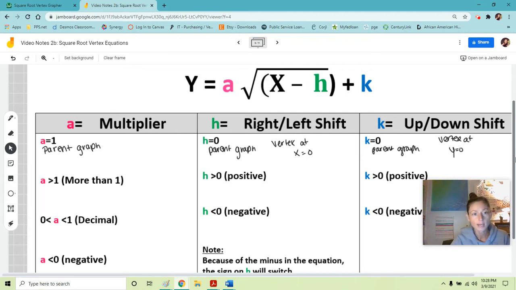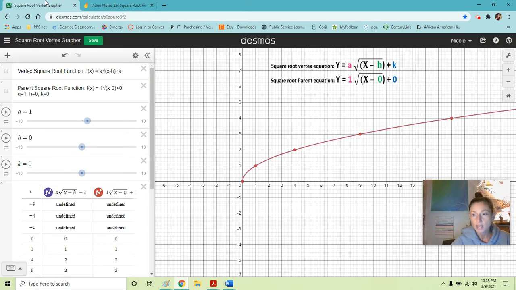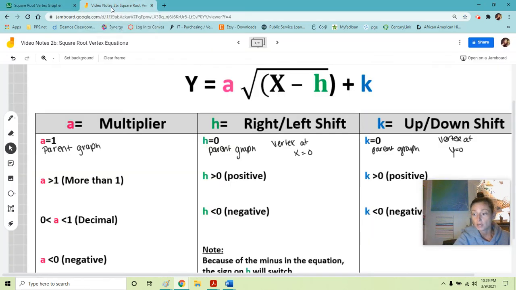So now we'll take a quick look over at that graphing tool, and we're going to see how that works. Just like with the other graphing tool, I can use these sliding tools to manipulate the graph and see how different things happen. The first thing that we're looking for is what's going to happen if a is more than 1. So I make a more than 1, and I see as a increases, that graph gets taller. So we're going to add that into our notes. When a is more than 1, the graph gets taller.